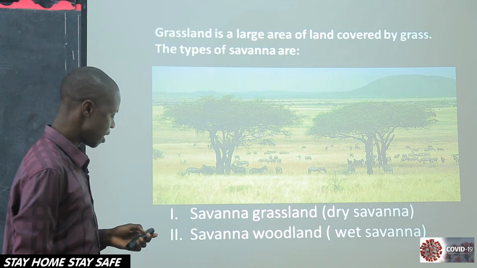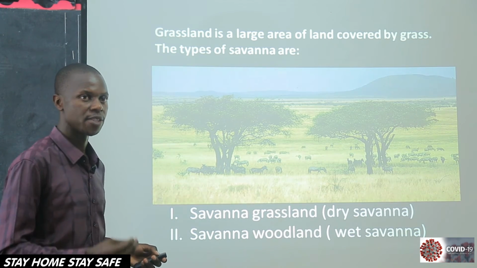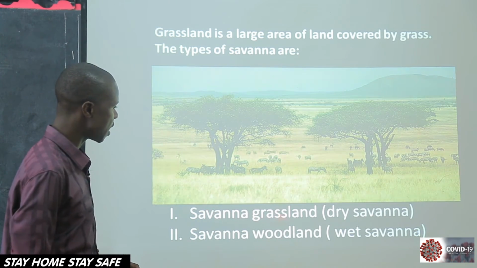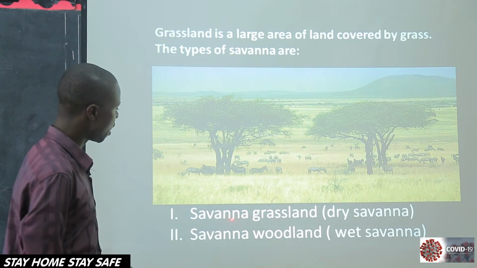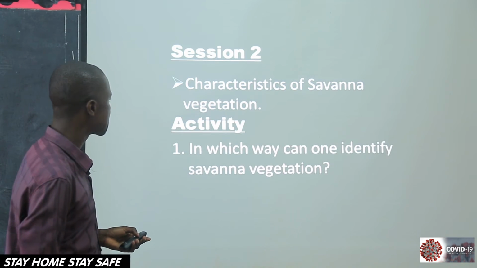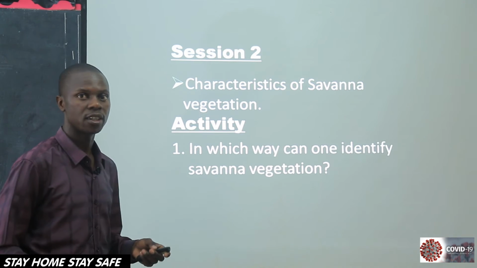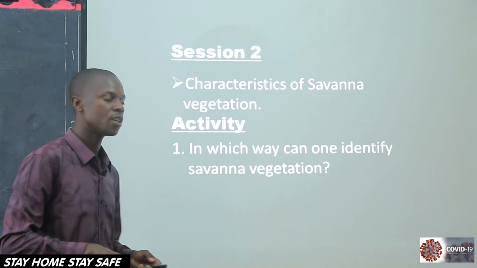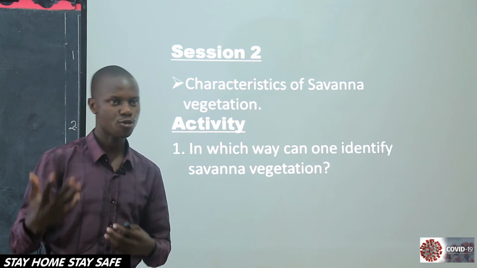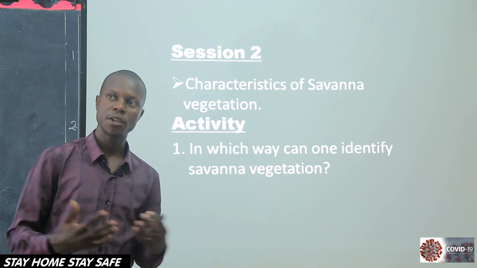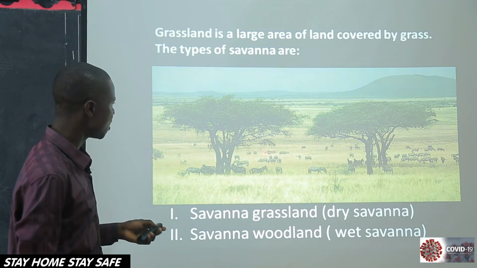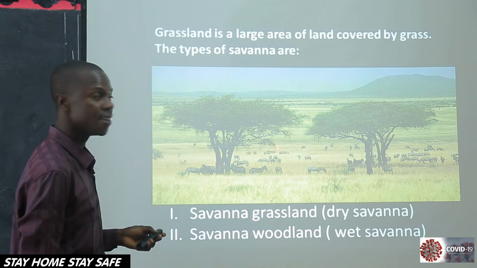And when we talk about the types of savanna vegetation or savanna grassland, there are two. We have what we call savanna grassland, which is dry savanna. Then we have what we call savanna woodland, which is wet savanna. We can quickly look at the characteristics of savanna vegetation. What are those things that show you that this kind of vegetation is the savanna we are talking about? So in which way can one identify savanna vegetation? We can try to think about this. Just like I showed you the picture, what are those things that somebody can look at in this picture and be able to say this is savanna vegetation?